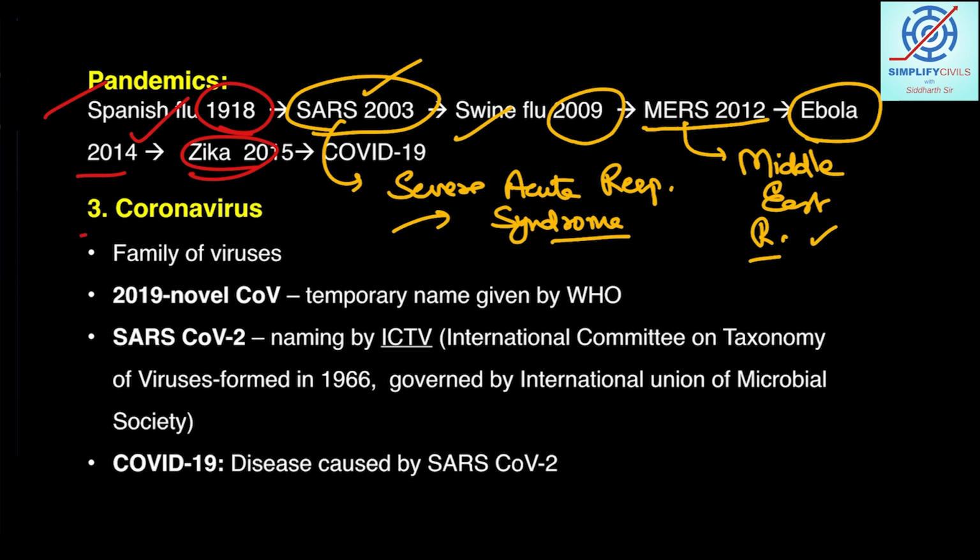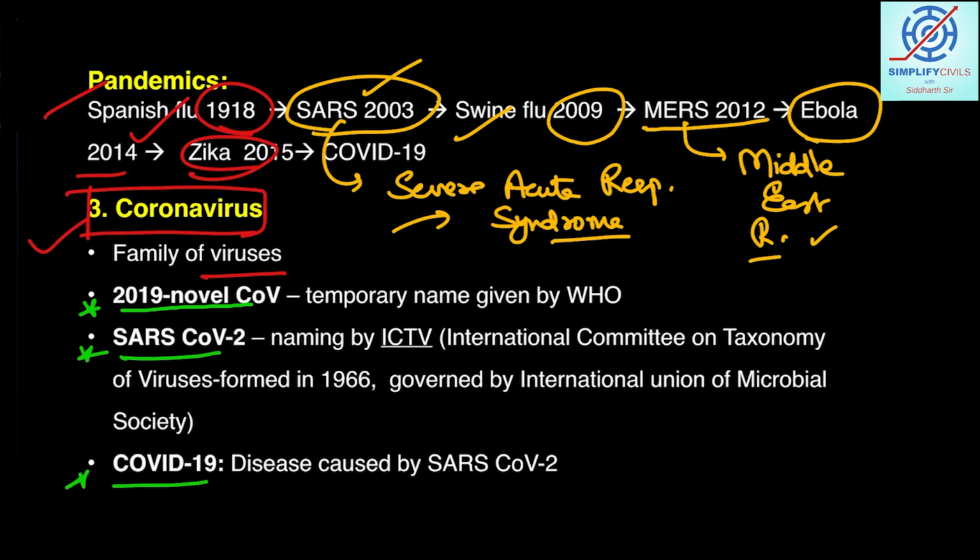Let's come to the topic coronavirus. This is also a viral disease. It's a family of viruses. The three terms that you would have definitely come across are 2019 novel coronavirus, then SARS-CoV-2, and the third term, COVID-19. So what is the difference in these three terms? See, when this particular virus came in, it was called novel. Novel means new. So it's a novel coronavirus.